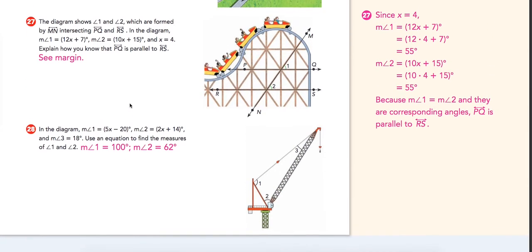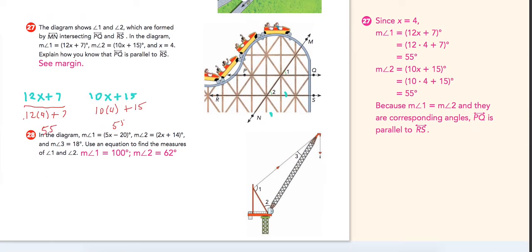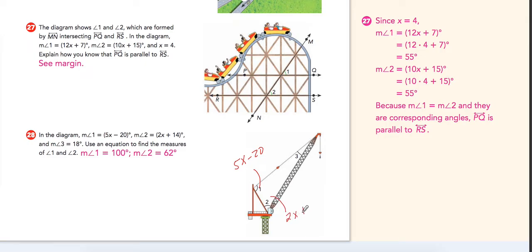All right, I think this is the last one we have. Yep. So last one. So we have the measure of angle 1, which is 5x minus 20. It gives us the measure of angle 2, which is 2x plus 14. And then it gives us the measure of angle 3 is 18. So it wants to know what's the value of angles 1 and 2. Well, we got to find the value of x. So to find the value of x, I could just take this whole thing, because I know those three angles together have to equal 180 degrees.